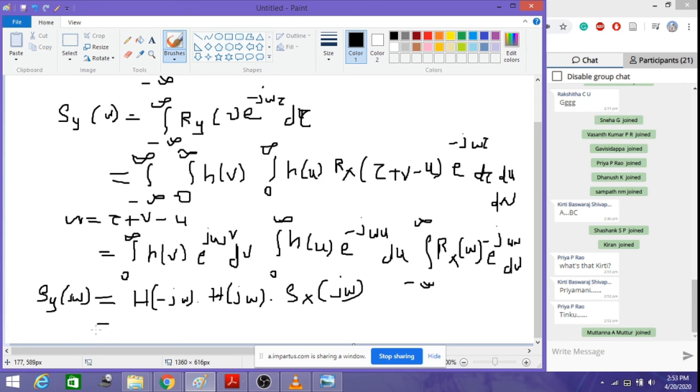In terms of the magnitude, this is nothing but the magnitude of H of j omega whole squared into Sx of j omega. So this is what we finally get for the autocorrelation function of a linear system.